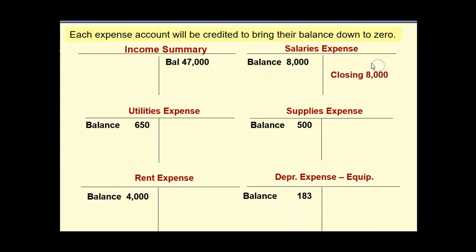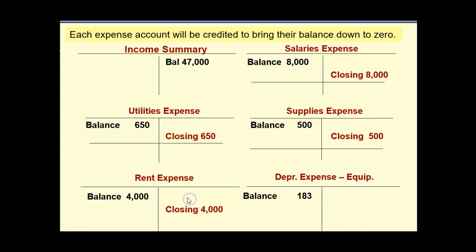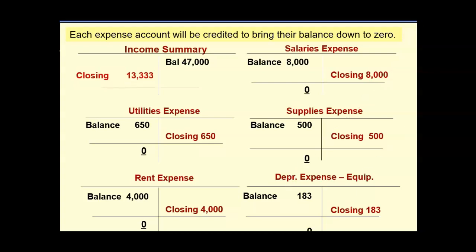So I'm going to credit salary expense, 8,000, utility expense, 650, supplies expense, 500, rent expense, 4,000, and depreciation expense, $183. I'll credit each account the amounts required to give each account a zero balance. Once again, if I credit these accounts, I must have an offsetting debit. So add up the amount of all of your expenses, and we're going to debit income summary for the total of all of our expenses.